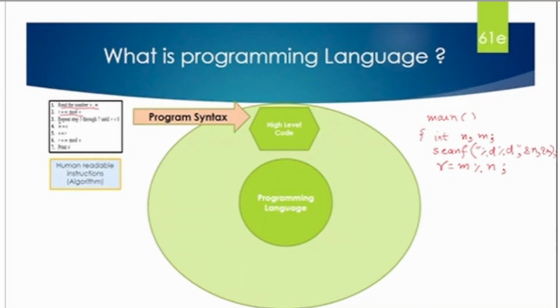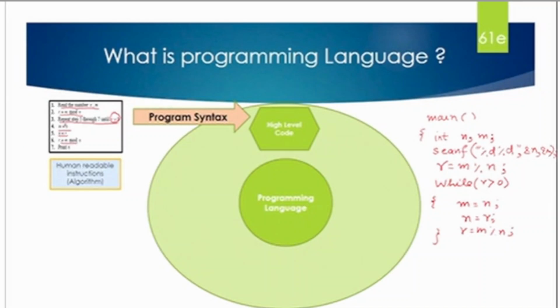And then, repeat steps 5 to 7 until this condition is satisfied. So how can we write it? We will write it as while r greater than 0, you just continue these 3 steps. Number 1, m equals n, so we will write m = n, and then n = r, and then again r = m % n. So these 3 lines we have written down.